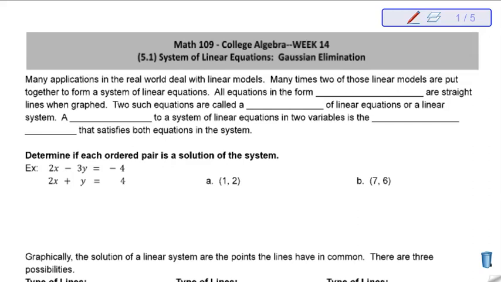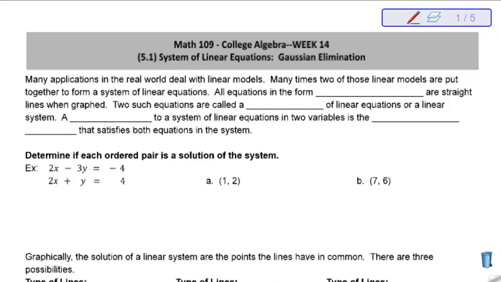Alright, welcome to Chapter 5, our last chapter in the semester. We're going to be working with systems of linear equations, and also in the next section we'll be talking about systems of linear inequalities, as well as just linear inequalities. Many applications in the real world deal with linear models. Many times, two of those linear models are put together to form a system of linear equations.